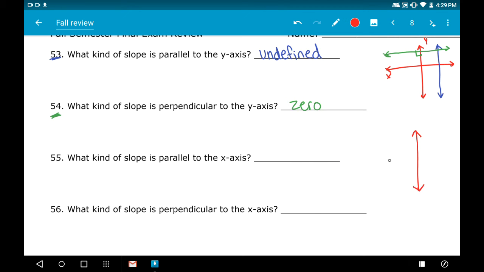Now we have two more. It wants to know the slope parallel to the x-axis. So again, this is our x-axis right here. Parallel to the x-axis would look like this. So this blue one and this red one never touch, which means they're parallel. The slope of a horizontal line is 0.